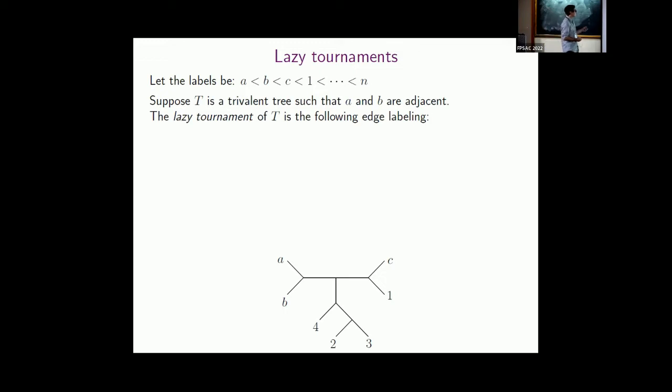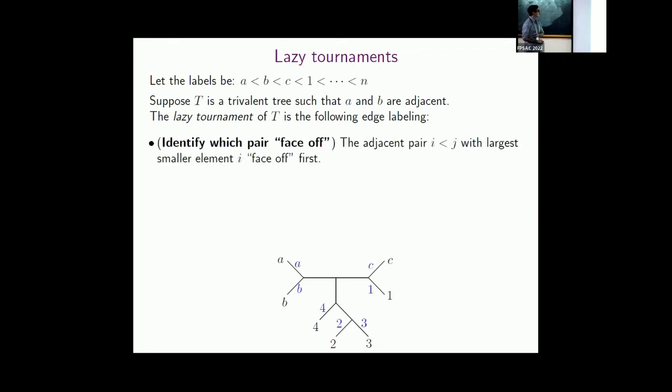By tournament, what I mean is that we think of 1 through n as players, and pairs of players are going to play a game, and some of them will advance to the next round. How does this work? First of all, we turn the leaf labels into edge labels. I just transferred them to the edges, and then we find the pair with the largest smaller element. So A and B are adjacent, C and 1 are adjacent, but 2 and 3 are the ones that are adjacent with the larger smaller label 2.